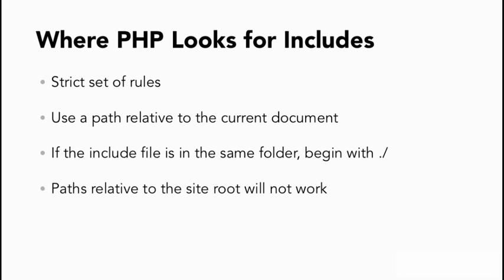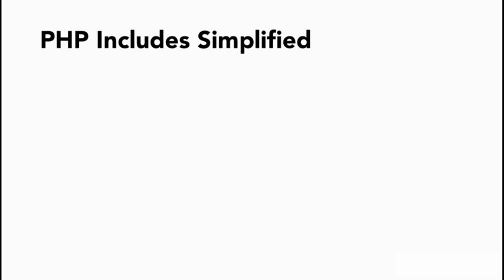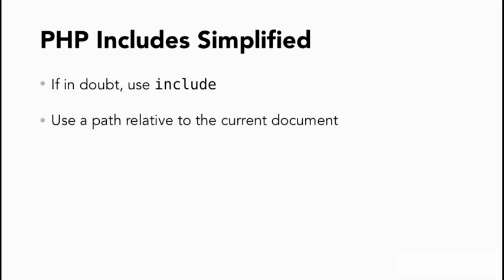Don't use a path relative to the site root. Paths relative to the site root always begin with a /. Browsers understand them, but PHP doesn't. So let's keep things simple. If you're not sure which command to use, go for include. If you use require and the external file can't be found, PHP abandons the rest of the script. And always specify the location of the external file using a path relative to the current document.